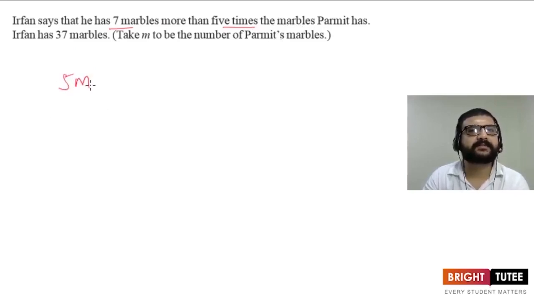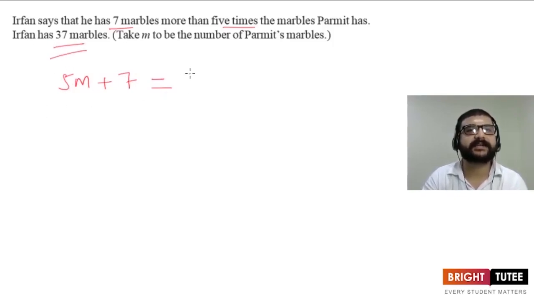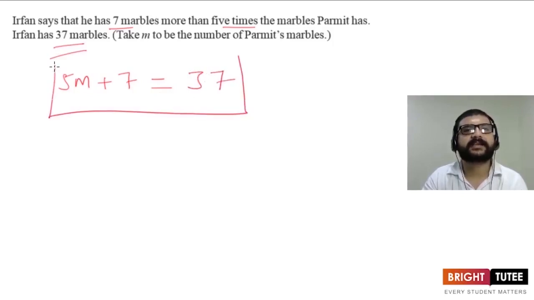This is 5 times Parmeet's marbles plus 7. So this becomes 7 more than 5 times Parmeet's marbles. And this will be equal to the number of marbles Irfan is having. And he is having 37 marbles, as it is given in the statement. So this will be equal to 37. So here is the equation formed by the given situation or the given statement.